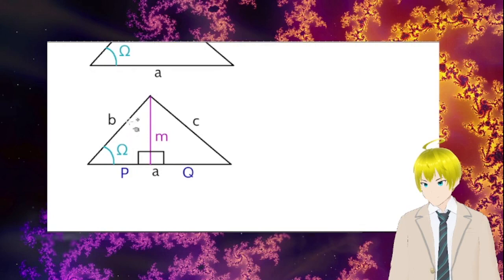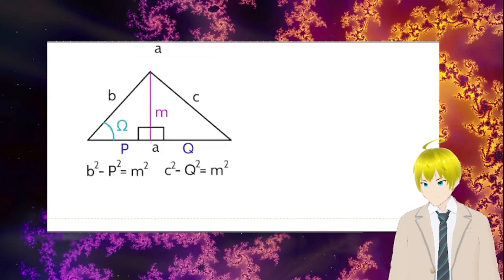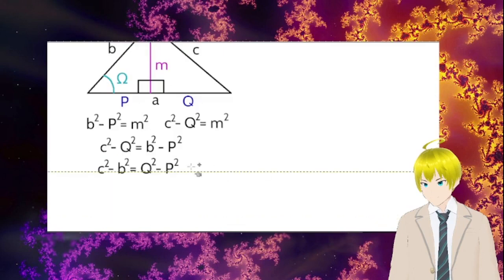Once again, you divide it into two right triangles. And now, we're going to try to find a relation between these two triangles using the Pythagorean theorem. So on the left, we have b squared minus p squared equals m squared. On the right, we have c squared minus q squared equals m squared. And now we have a relation through m. And we're going to try to do algebra on this. Here, let's follow the steps. So we're bringing b over here and q over here.